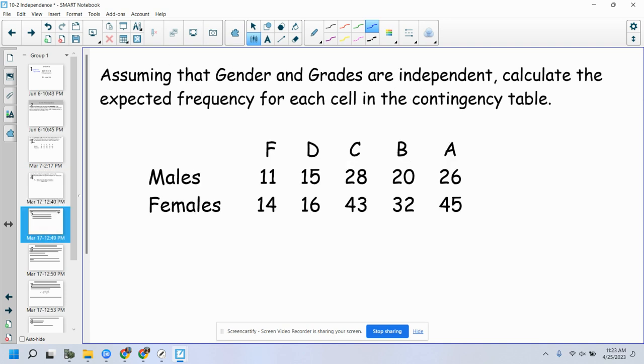So let's do it. Assuming the gender or grades are independent, calculate the expected frequencies for each cell in the contingency table. Now, to calculate expected frequency, I need my totals, right? Sum of row times sum of column divided by total. Okay, I need some totals here. Let's figure out my totals.